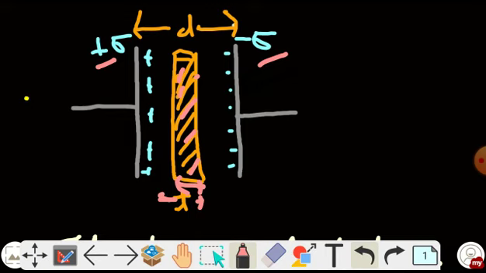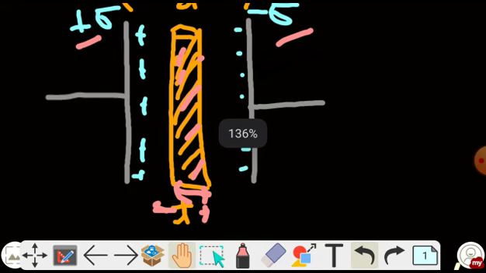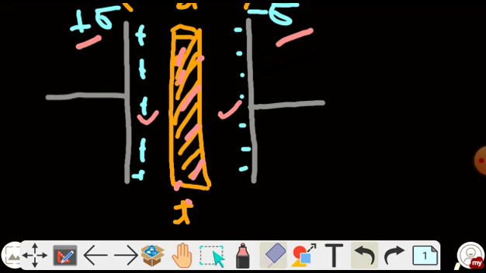Now if you see properly, this question is a combination of vacuum plus dielectric. There is a dielectric within some thickness and the remaining portion is vacuum. See, here it is vacuum, here it is vacuum. So this question is a combination of dielectric and vacuum case.